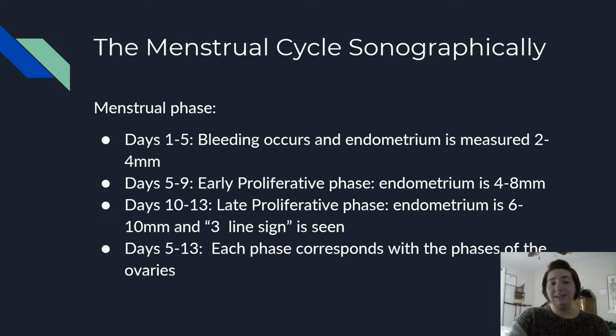Days 10 through 13 are considered the late proliferative phase where the endometrium measures 6 to 10 millimeters and the 3-line sign is visualized. Each phase that occurs during days 5 to 13 corresponds with each phase of the ovaries.